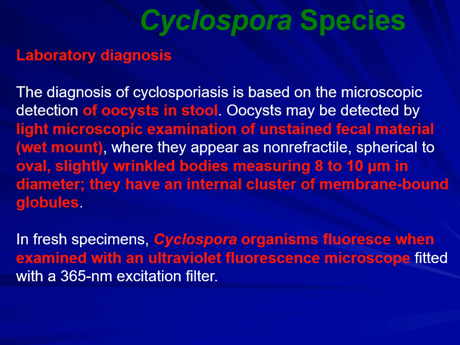The diagnosis of cyclosporiasis is based on the microscopic detection of oocysts in the stool. Oocysts may be detected by light microscopic examination of unstained fecal material, which we call a wet mount, where they appear as non-refractile, spherical to oval, slightly wrinkled bodies measuring 8 to 10 micrometers in diameter. They have an internal cluster of membrane-bound globules. In fresh specimens, Cyclospora organisms fluoresce when examined with an ultraviolet fluorescent microscope with a 365 nanometer excitation filter.